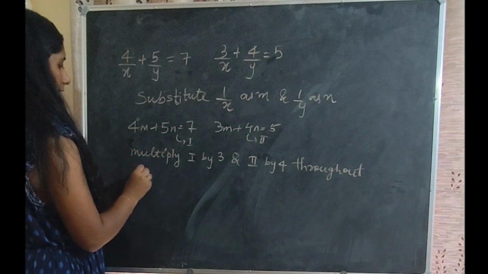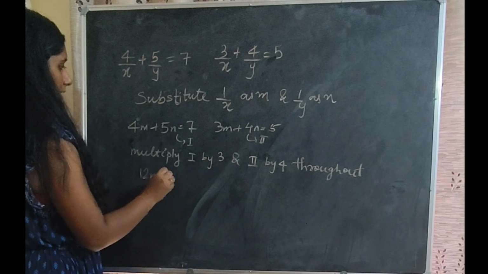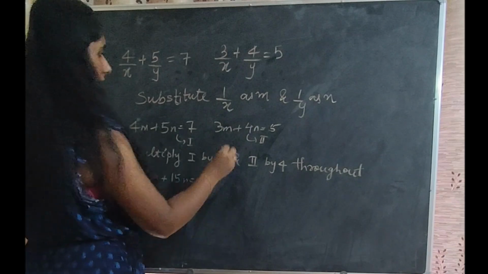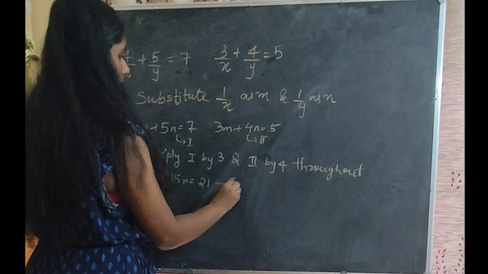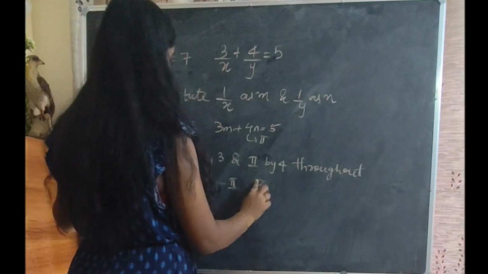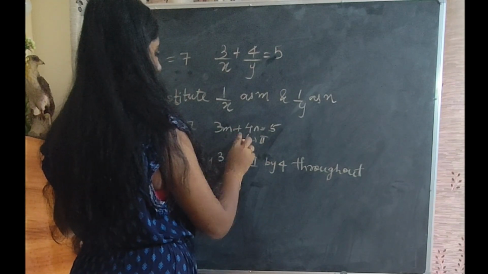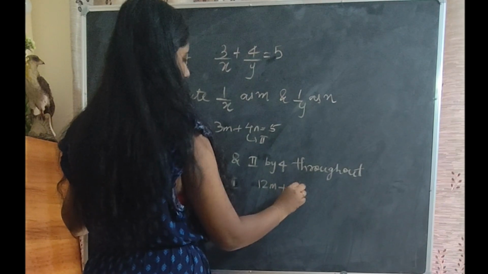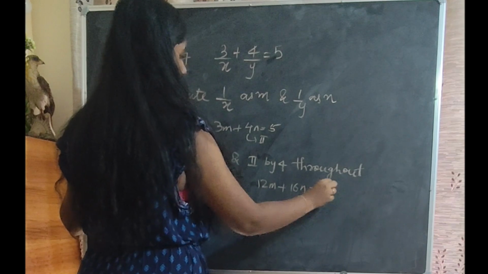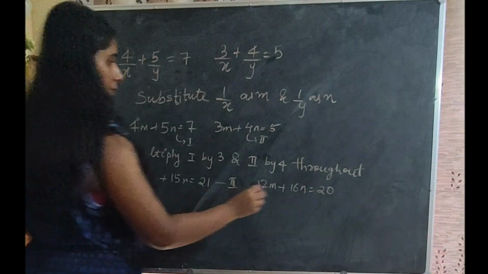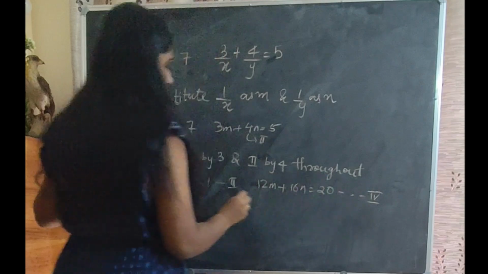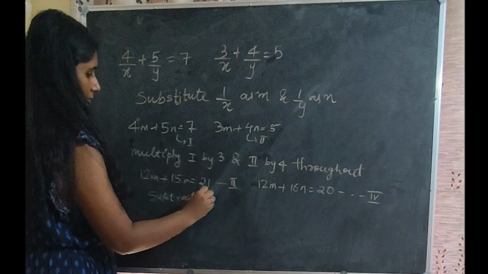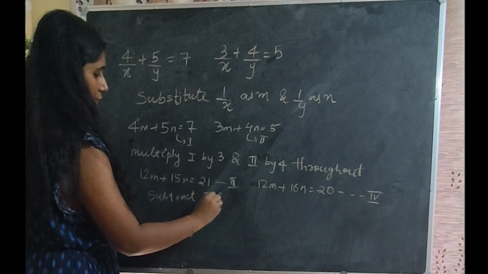So when you multiply by 3, you get 12m plus 15n is equal to 21. This is equation 3. And multiplying equation 2 by 4, we get 12m plus 16n is equal to 20. This is equation 4. Now subtract 2 from 1.